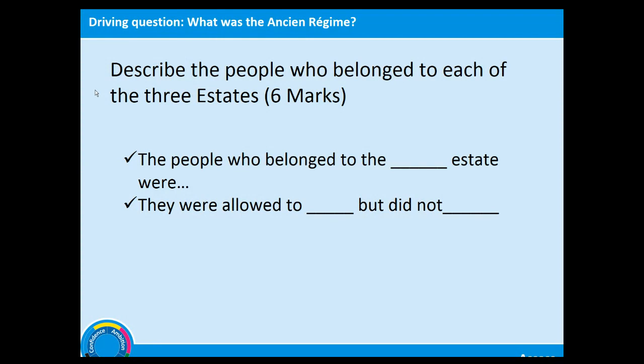For your final task, open the third Google form called What was the Ancien Régime? Assessed question. For this task, I want you to write a description of the people who belong to each estate. I'll give a mark for each estate you describe and an extra mark if you can use evidence from what you've learned to say what they could and could not do. You will receive a total of 6 marks for this question, 2 for each estate you describe.